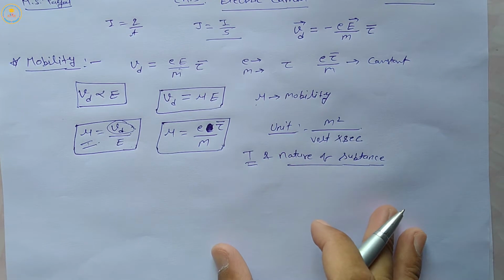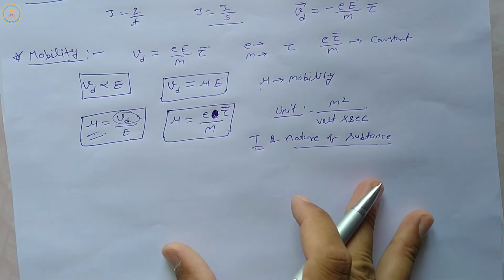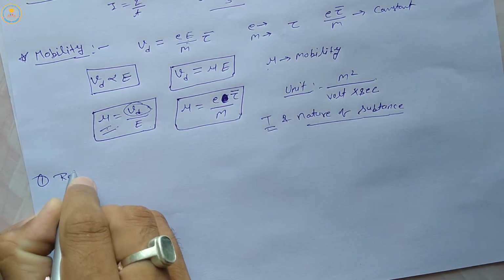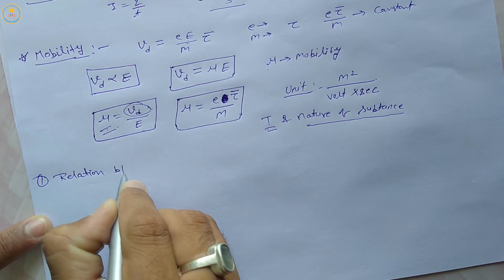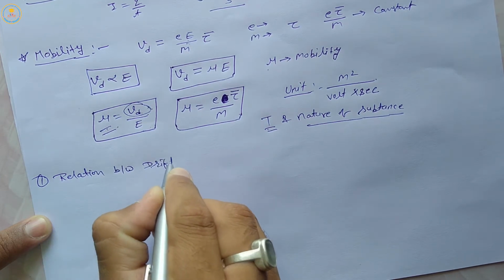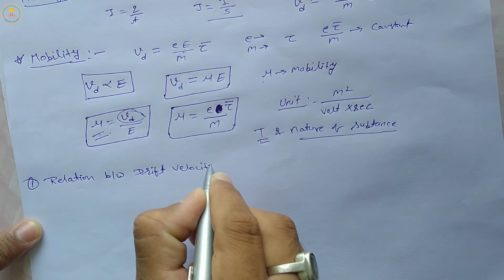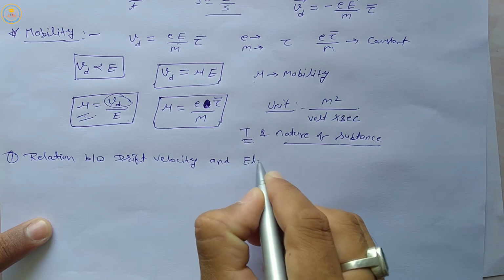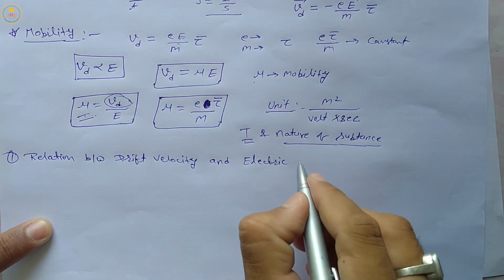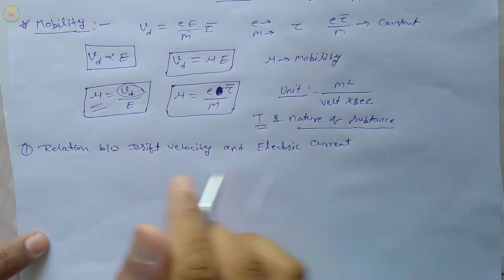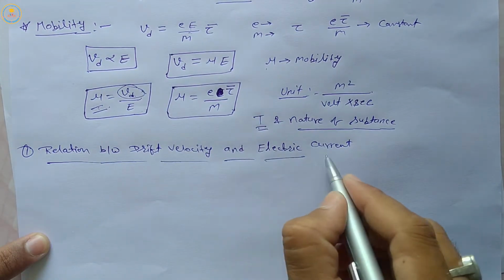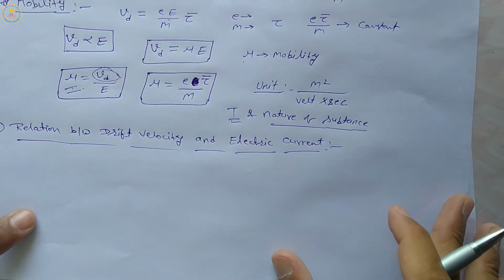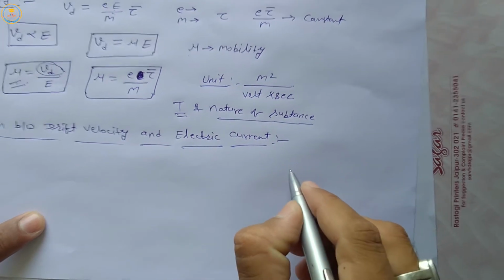This is mobility. Okay, now some small topics. First, the relation between drift velocity Vd and electric current I. This is a very important relation for our next derivations. So please learn it. Relation between drift velocity and electric current. For this, suppose we have a conductor.